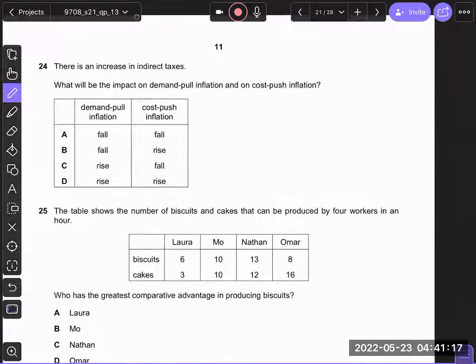Look at question 24. There is an increase in indirect taxes. The indirect taxes have increased. What will be the impact on demand pull inflation and cost push inflation? What impact will there be on both if there are indirect taxes? So what will happen? Why will the demand pull inflation fall?